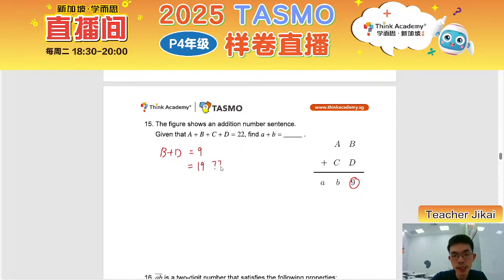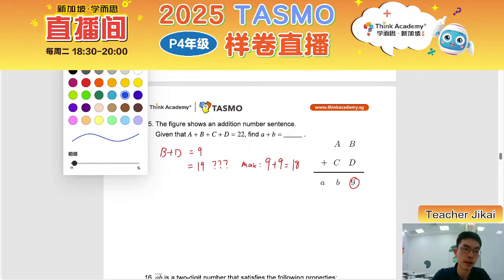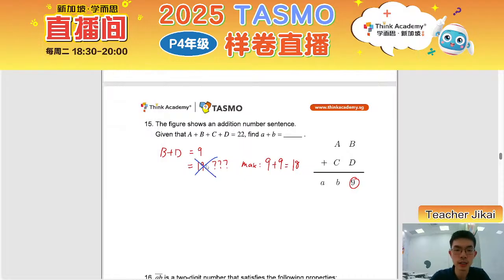But is 19 possible? And it will give a 9 in the sum. So the maximum of B and D, they can both take 9, right? 9 plus 9 is 18. The maximum can only be 18. So how can they get 19 here? They cannot. Right? They cannot get 19 here. So of course 19 is not possible. So we know B plus D is 9.